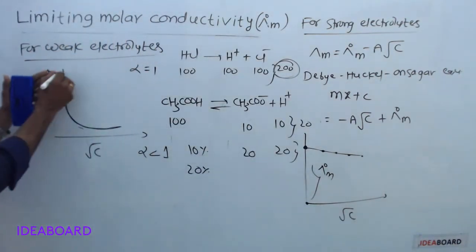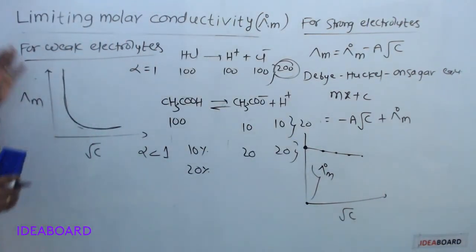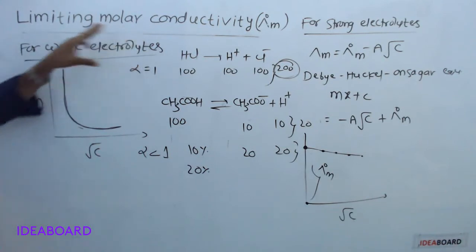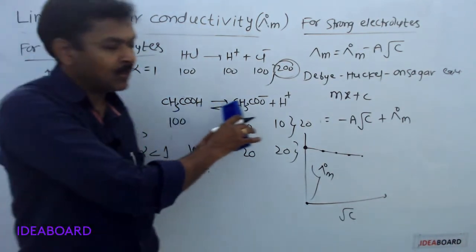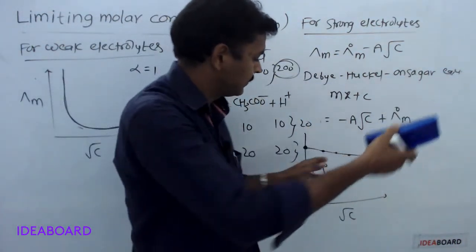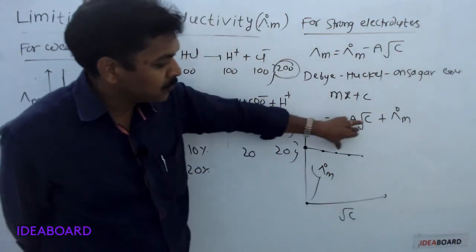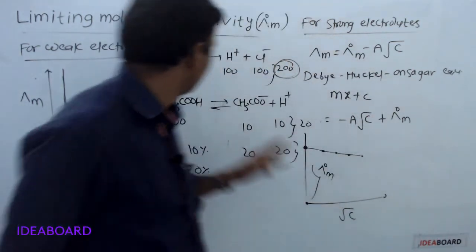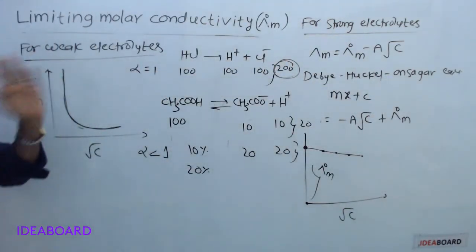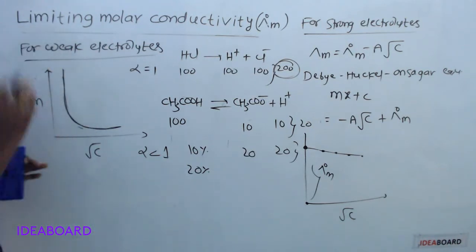But in case of weak electrolytes, this is not touching. So for weak electrolytes, limiting molar conductivity cannot be determined by using this graph. But for strong electrolytes, by using this graph, limiting molar conductivity can be determined. For weak electrolytes, it cannot be determined because this is not touching the y-axis.